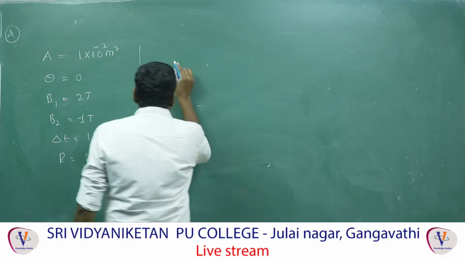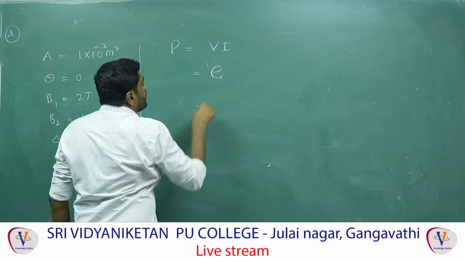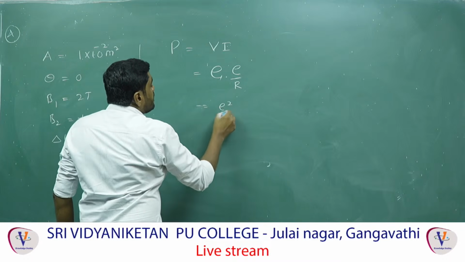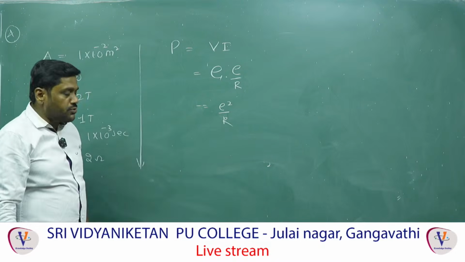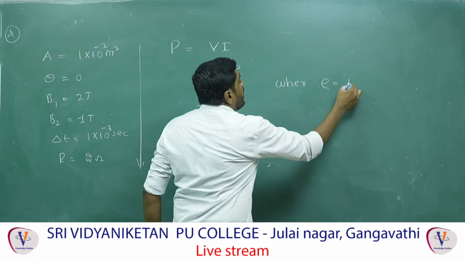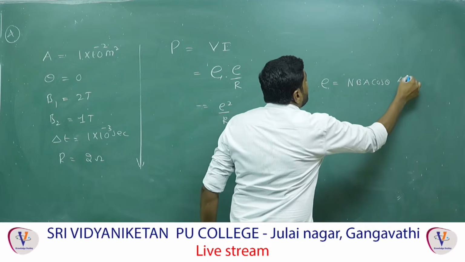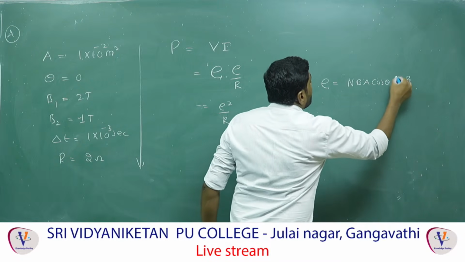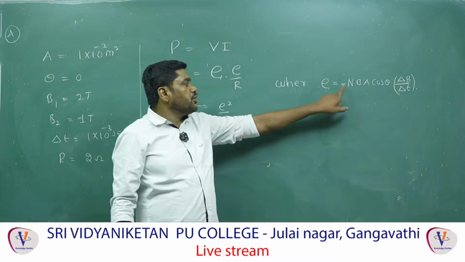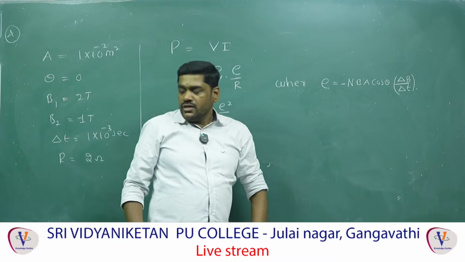Power formula: power is equal to V into I. In place of the V, I am substituting E into I, so that is E by R, which is E square by R. Just substitute the values, you can get the answer. And where E is equal to the formula N B A cos theta, change in magnetic field by change in time. Don't forget here you will get a minus, because according to Lenz's law, we put the minus: E equals minus N B A cos theta delta B by delta T.